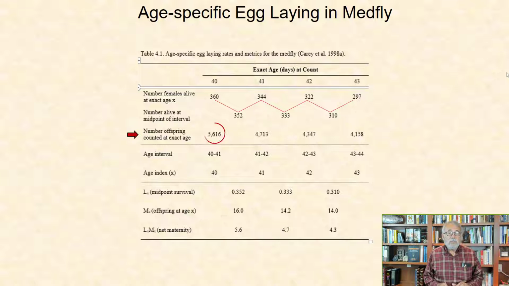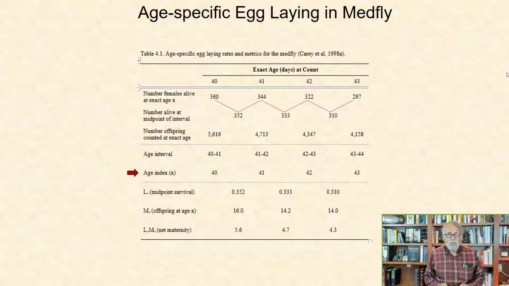The next row contains the number of eggs counted at these exact ages. We see that there were 5,616 eggs produced by the cohort in the interval 40 to 41 and 4,713 produced by the cohort between ages 41 and 42, and so forth. The next two rows are specific age intervals and the age index applying to the intervals.